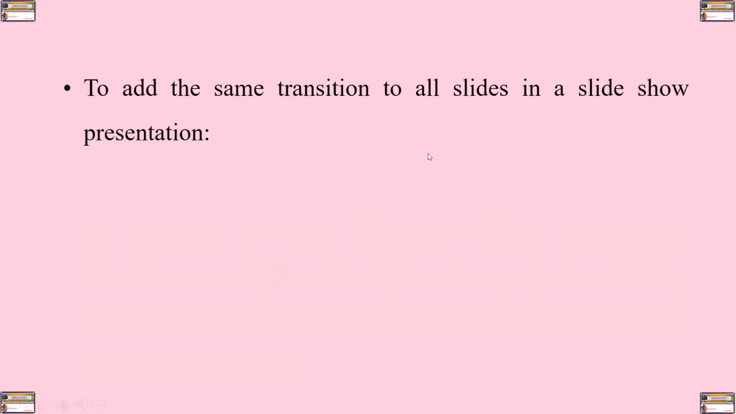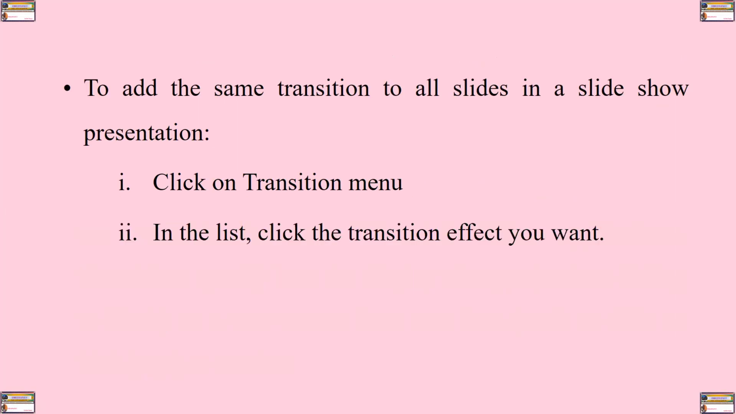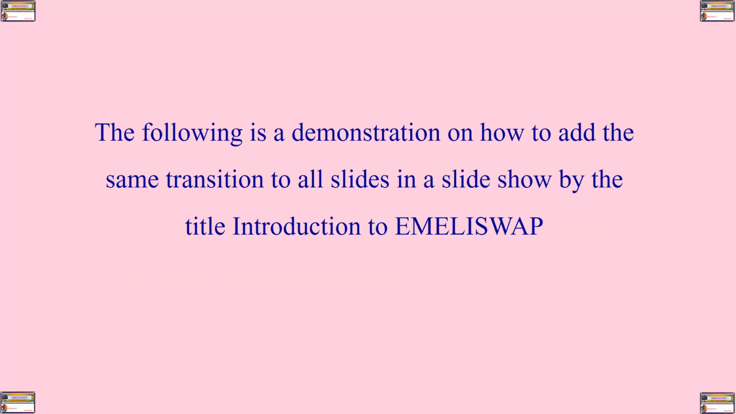So to add the same transition to all slides in a slideshow presentation, you click on the Transition menu, and then in the list, click the transition effect that you want. Click Apply to all slides. The following is therefore a demonstration on how to add the same transition to all slides in a slideshow by the title Introduction to Emily Swap.